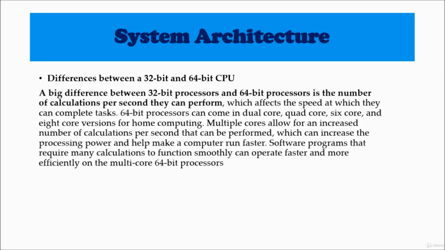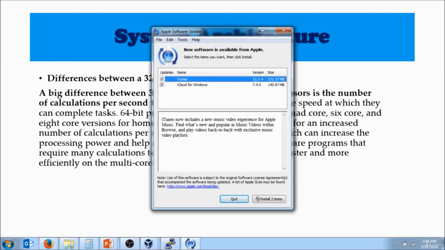The main difference between 32 and 64-bit is the one that I highlighted in this paragraph, which says a big difference between a 32-bit processor and a 64-bit processor is the number of calculations per second they can perform. The rest, whatever is written, I want you to read it, but the primary difference is the one highlighted in bold.